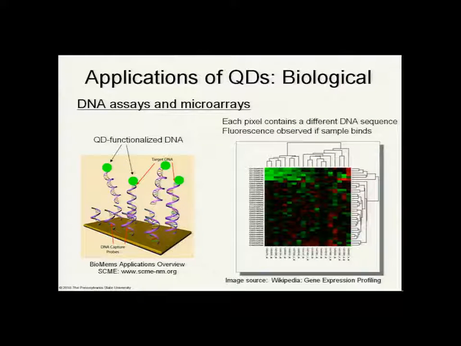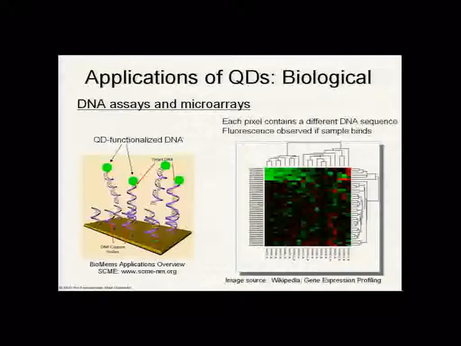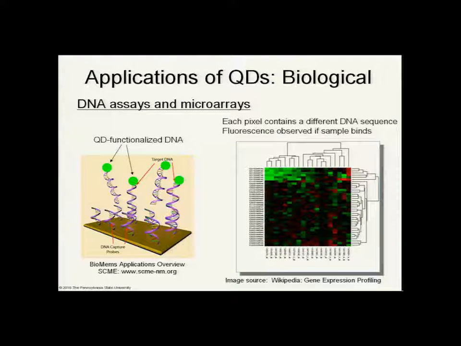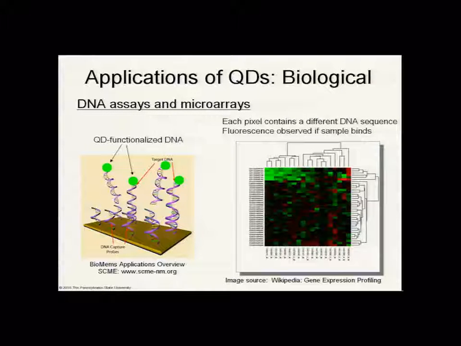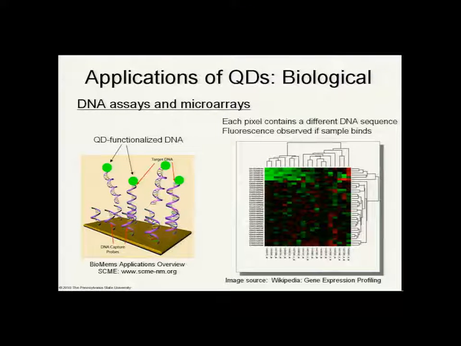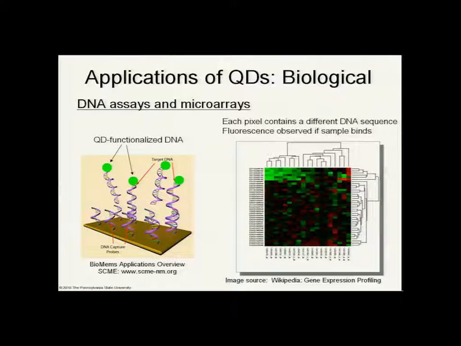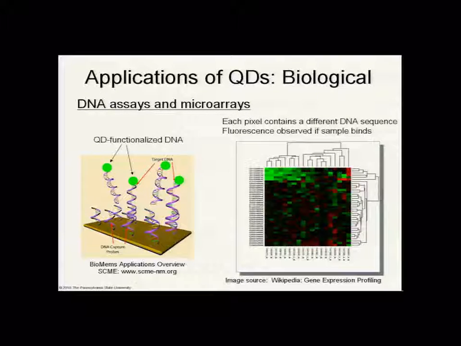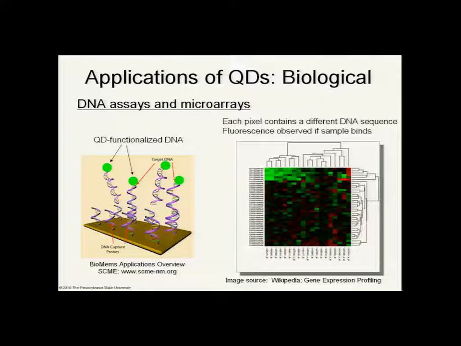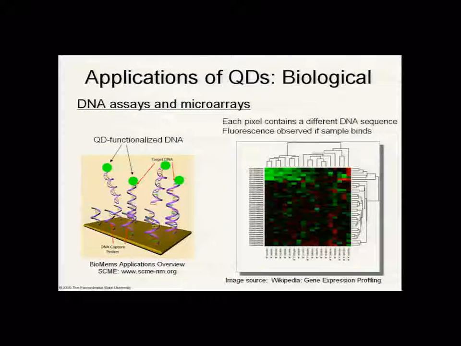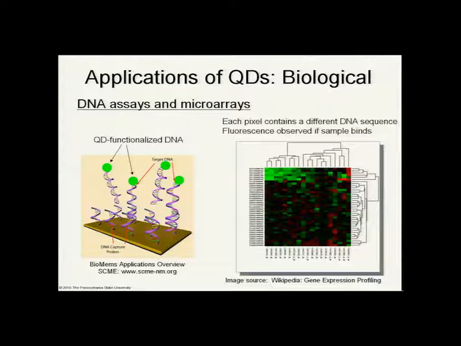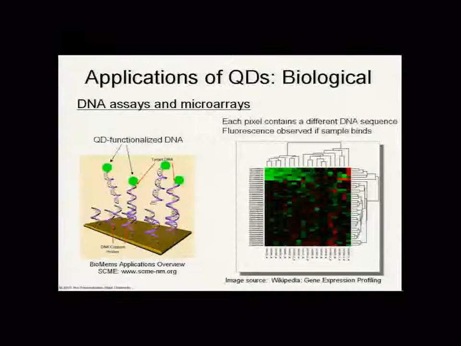Quantum dots can also be used for biological assays, such as in DNA assays and microarrays. In the figure on the left, we see a quantum dot functionalized DNA strand. And the way this works is you have DNA capture probes, usually actually mounted to gold. And then we have a quantum dot, which is attached to the other half of the DNA strand.